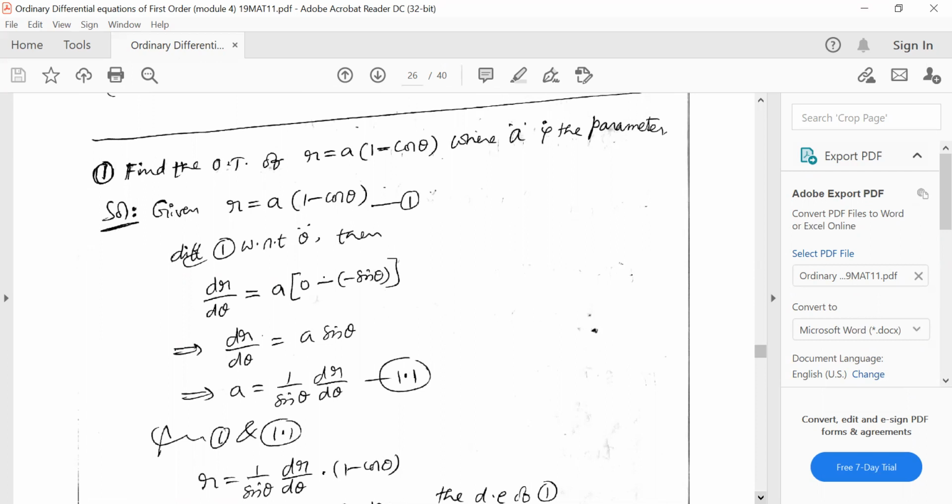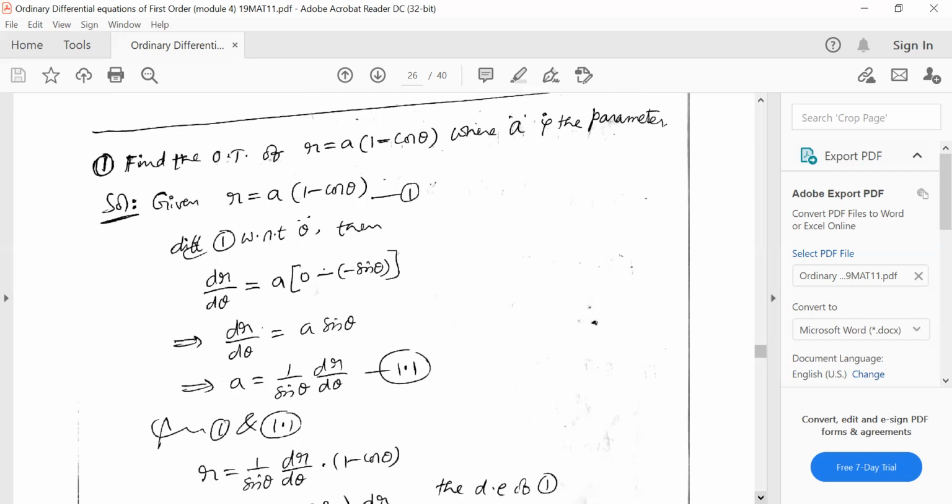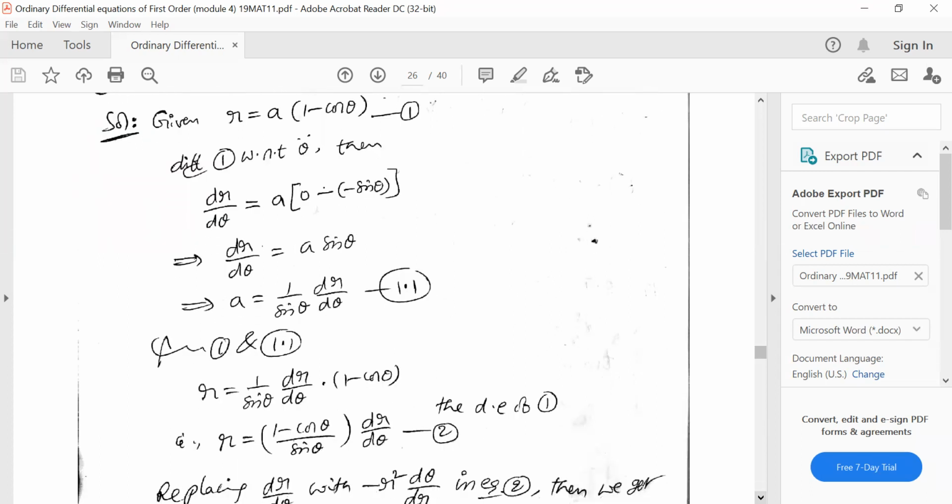So the first step is to differentiate with respect to theta. After differentiating, dr by d theta is a into minus of minus plus sine theta. So here still a is not removed. So get the value of a, that is 1 by sine theta dr by d theta, and substitute in the given equation. This is the way that we have done here.